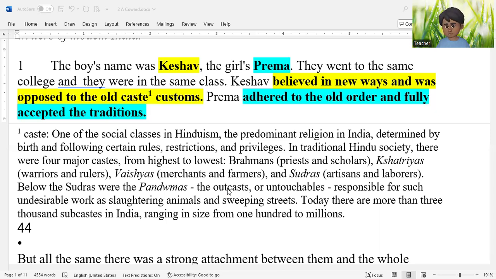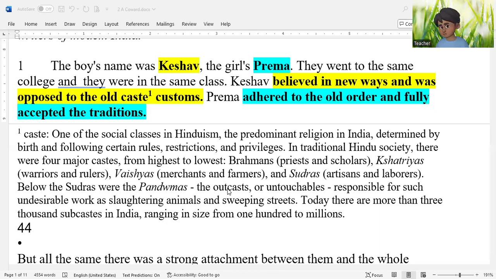So as you read, Kesab believes in new ways and he was opposed to the old caste system. So you can see the conflict between new ideas versus old ideas. Note down, there is a conflict between new ideas and old ideas. So this is ideological conflict. Keshav believes in new ways. What does it mean? Modern ways. For example, Keshav does not believe in the caste system. He is opposed. Now read the next sentence.